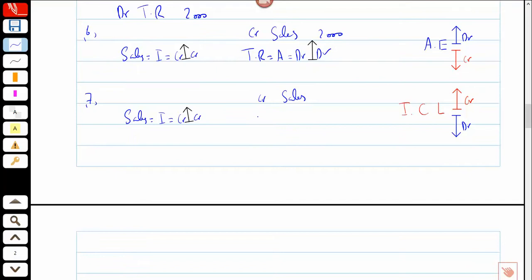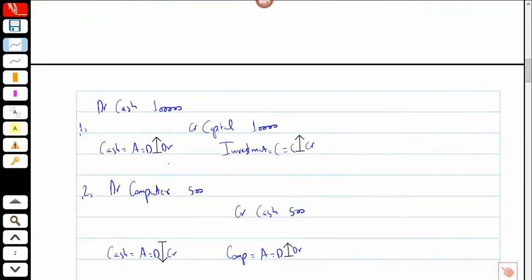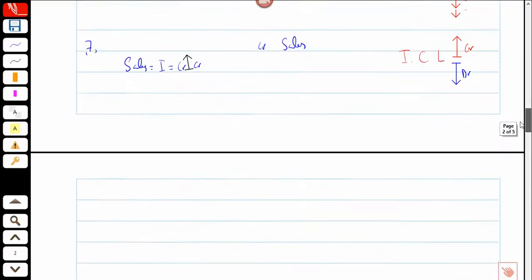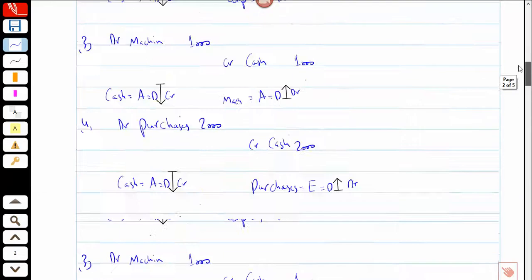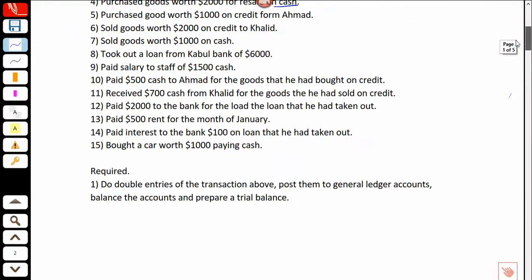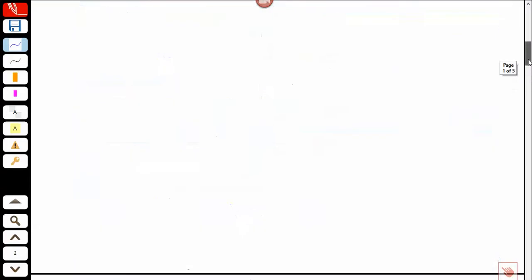But the thing that happens is, like we did in the first transaction, we have cash that we receive. Yeah? So cash increases instead of receivables. So debit cash. And the amount is 1,000. Okay? Next.